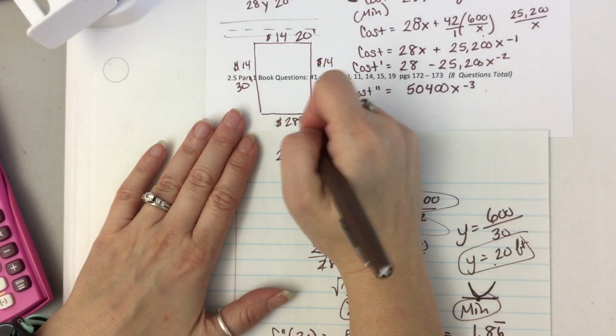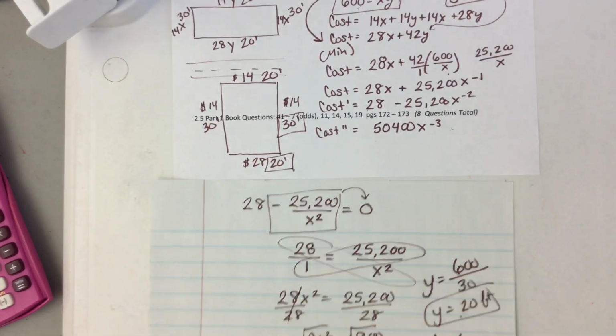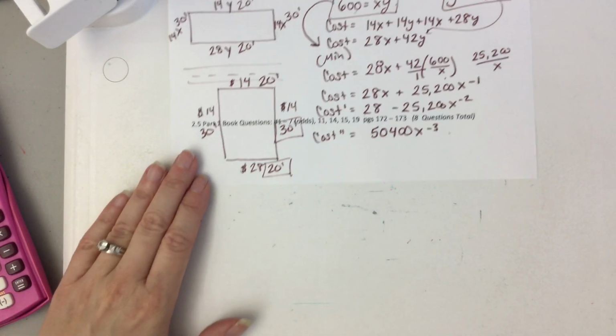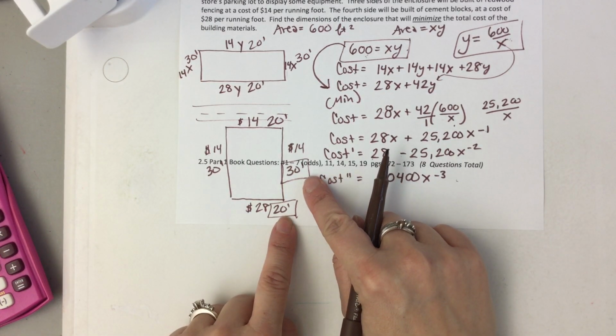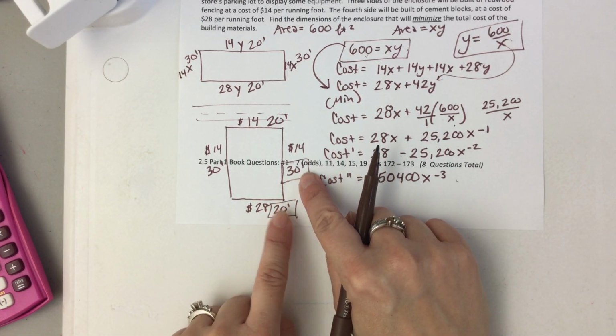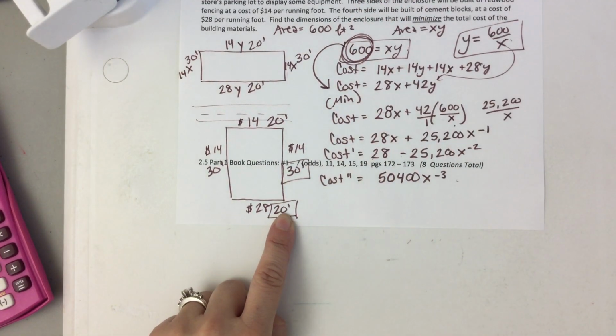But what we needed to know, your solutions, in order to minimize the cost for that department store manager, when they build that rectangular enclosure, they need the dimensions to be 20 feet by 30 feet. If you take 20 by 30, the area is 600, which is what he needed.